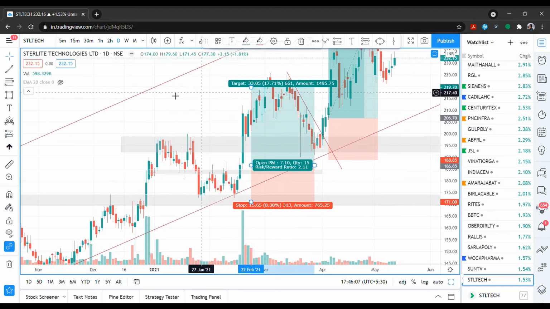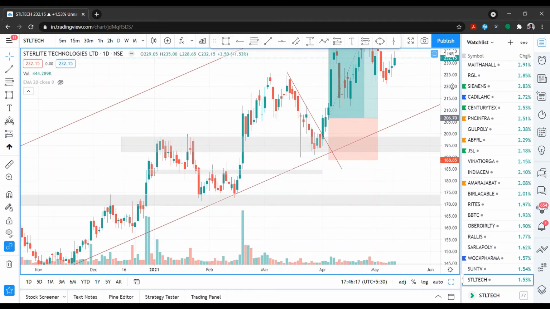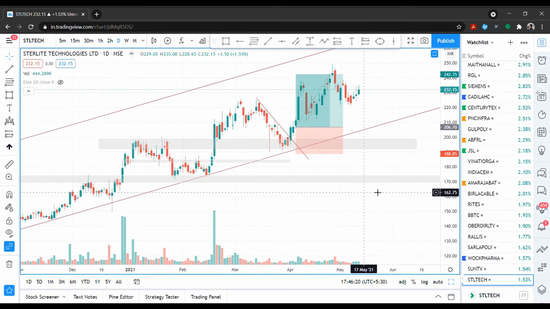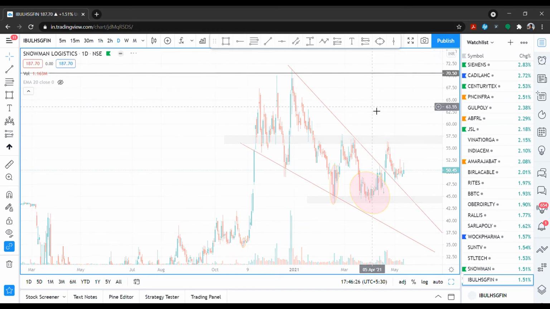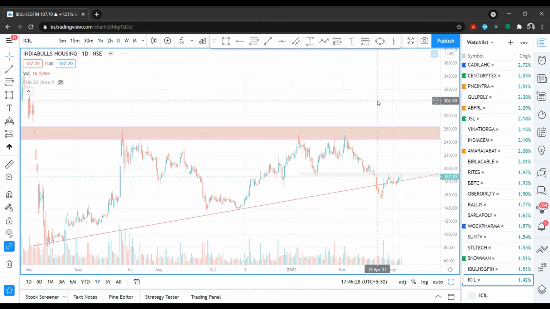Did I get my targets? Yeah. So that is how you trade in any markets. Try to look for retests, try to look for great risk to reward setups, then only you will be successful in the markets. Let's try to find out one more opportunity like that, and we'll wind up.